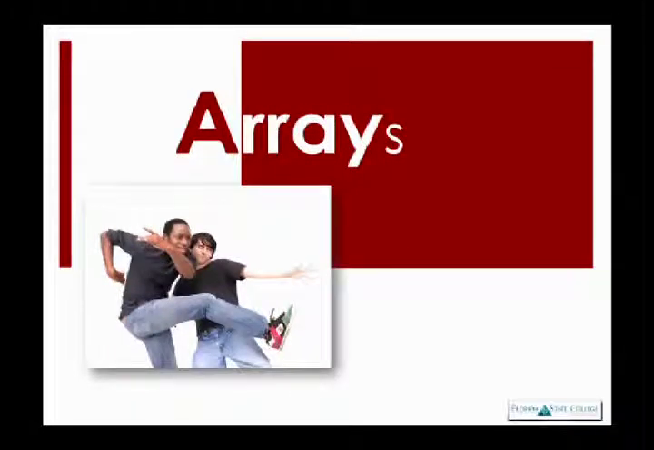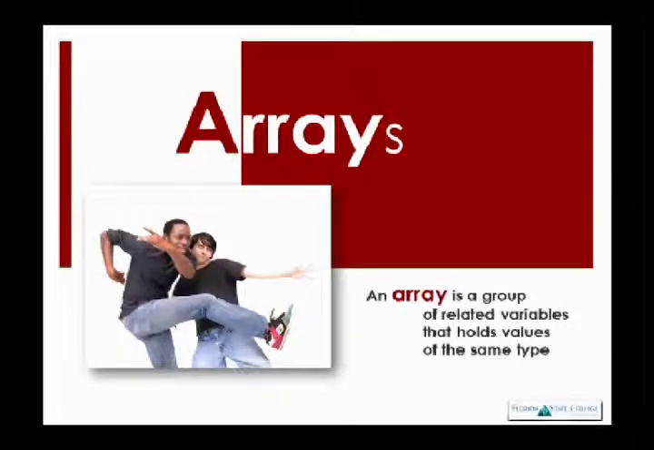Let's start with the book definition of what an array is. An array is a group of related variables that holds values of the same type. Okay, so that's the book definition. Let's break it down a little bit.